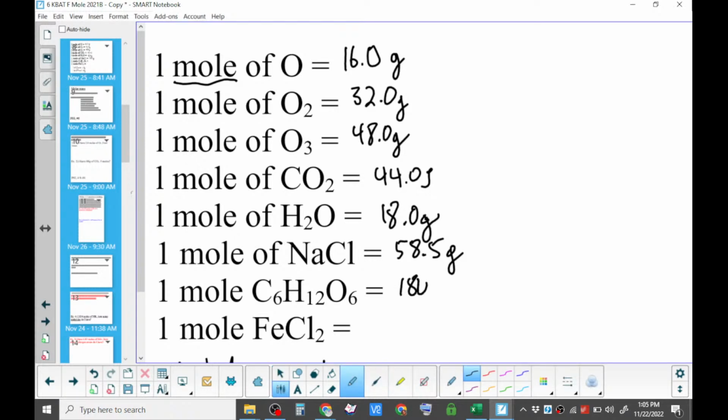Nice. 180.0 grams. My background's biochemistry, and you end up using that, it's glucose, so you end up having that memorized for that reason.